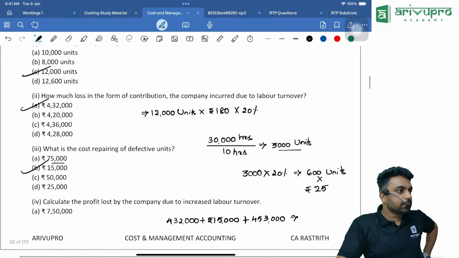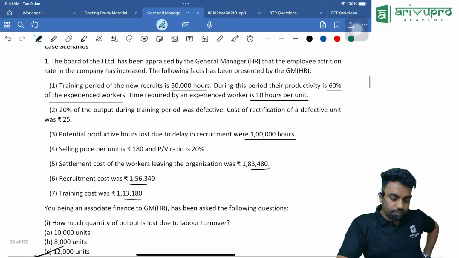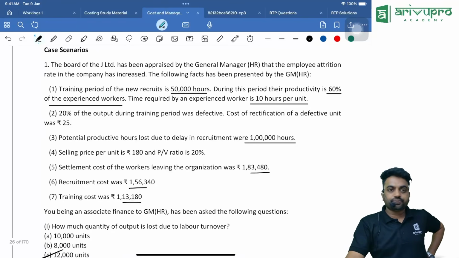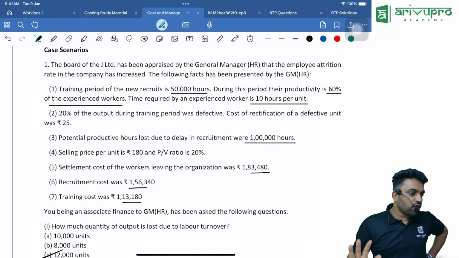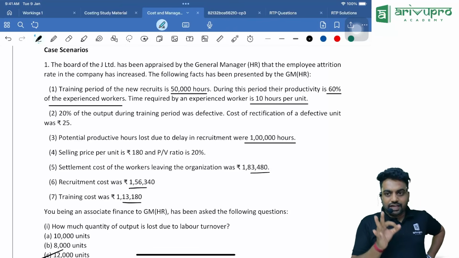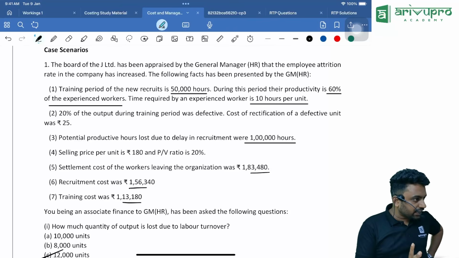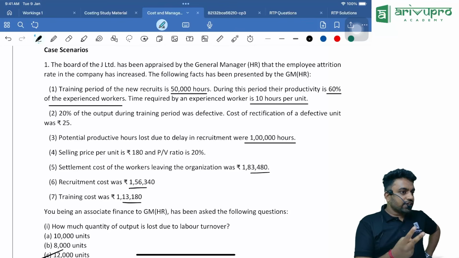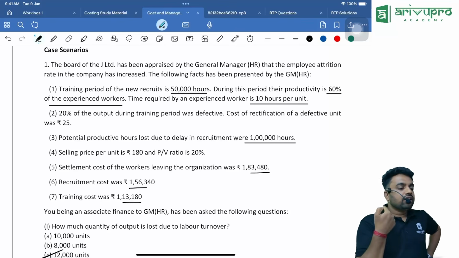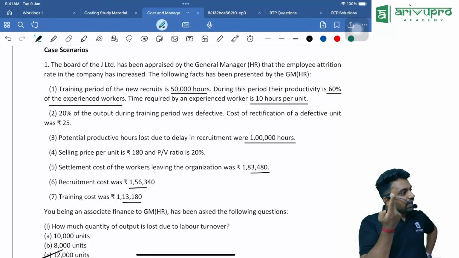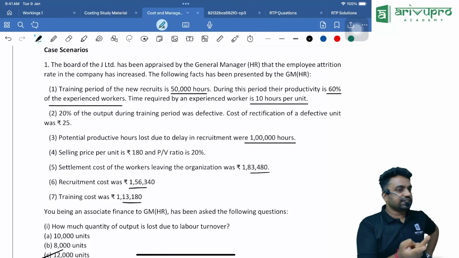Mark it as LMR, last minute revision question. With that, we have completed our direct employee cost as well as direct expenses. However, now we are going to discuss RTP questions as well as previous year paper questions. Shall we?